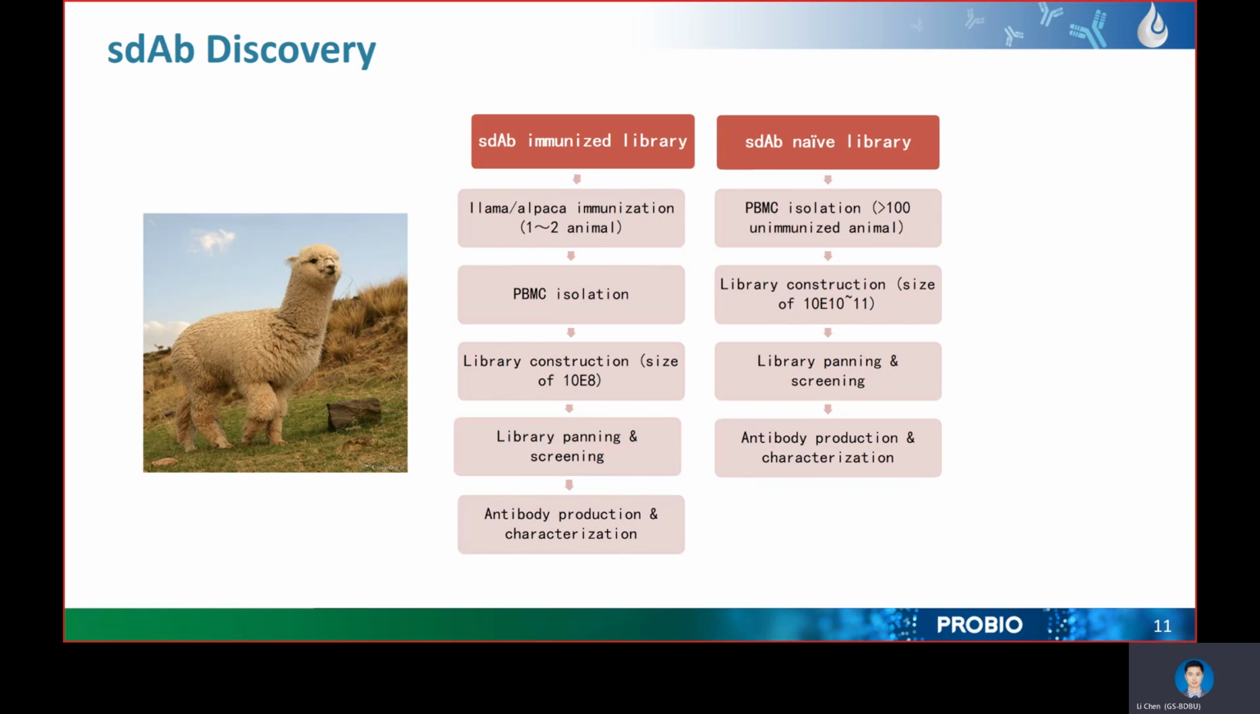In terms of single domain lead generation, there are also 2 different approaches by similar phage display platforms. One is to utilize the PBMC from immunized llama or alpaca, while the other takes the unimmunized animals as the source of antibodies. Once the library is constructed, the rest of the panning, screening, sequencing, and the validation process are essentially the same.